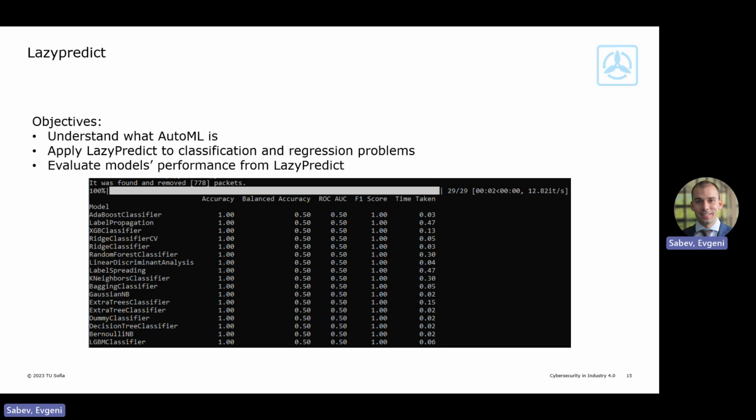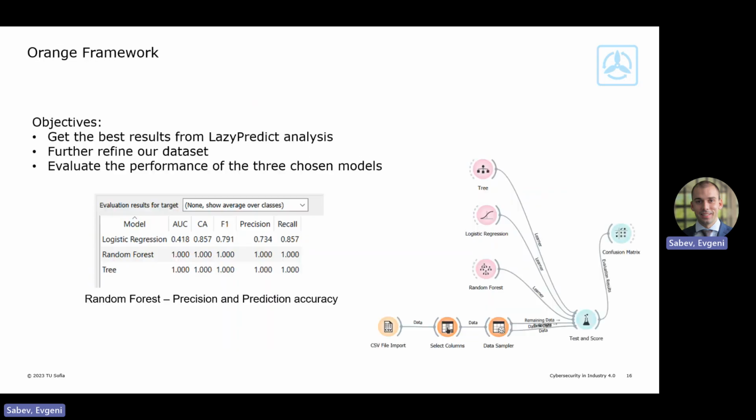As we have presented in some of our papers, this is the basic research using the Lazy Predict framework, and based on it, we evaluated the best models, captured them, and continued the processing with the Orange framework.